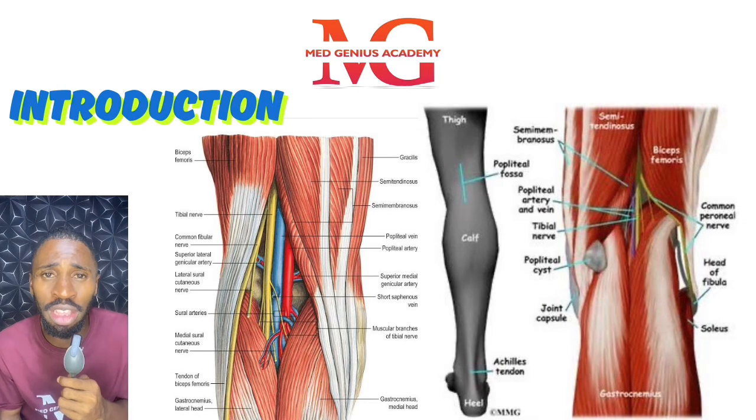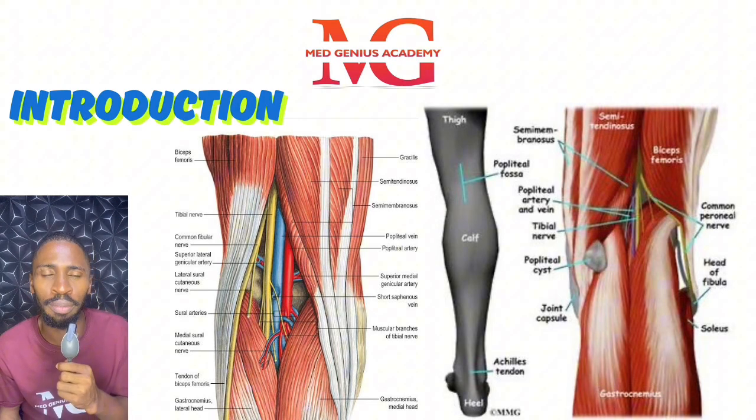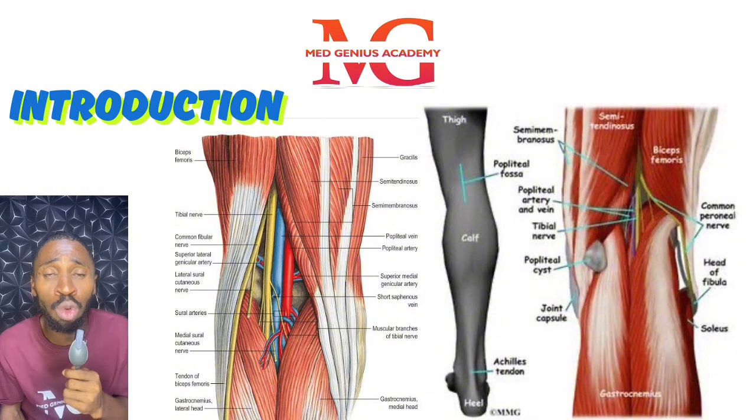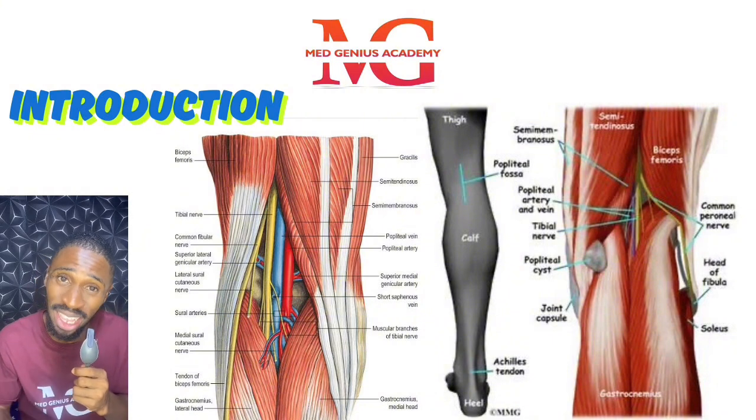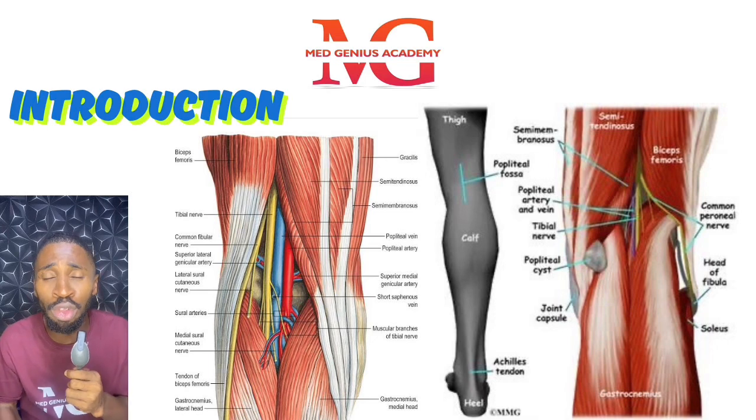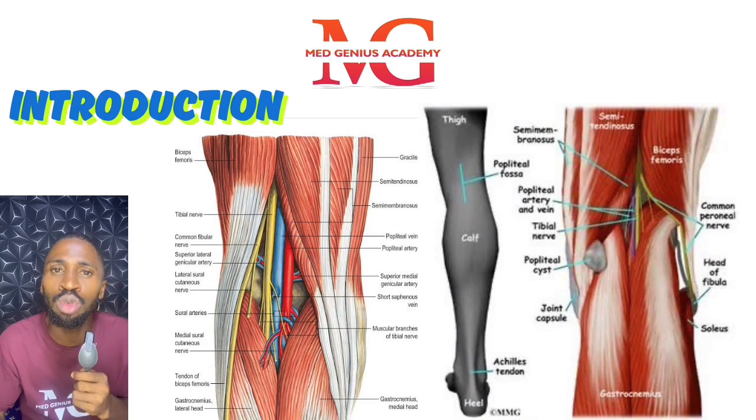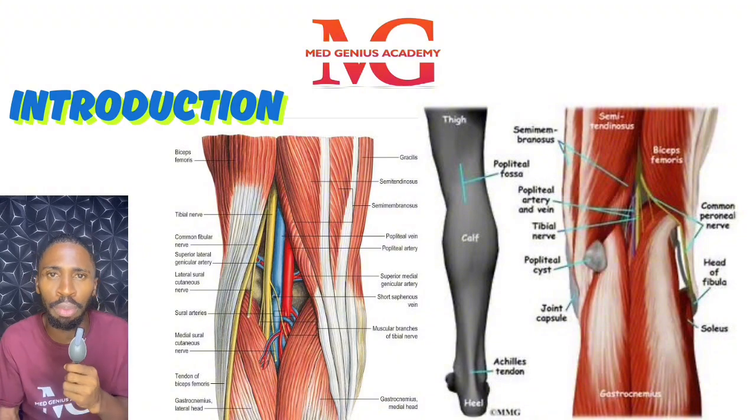In the introduction to the Popliteal Fossa, we ask the question, what is the Popliteal Fossa? The Popliteal Fossa is a diamond-shaped hollow depression located at the back of the knee joint, and it is more prominent when the knee is flexed, because when the knee is flexed, the muscles are relaxed and more apparent. From there you can see the Popliteal Fossa very well. The Popliteal Fossa, like every other space, transmits neurovascular structures from the thigh to the leg. So the next part is the boundaries of the Popliteal Fossa.